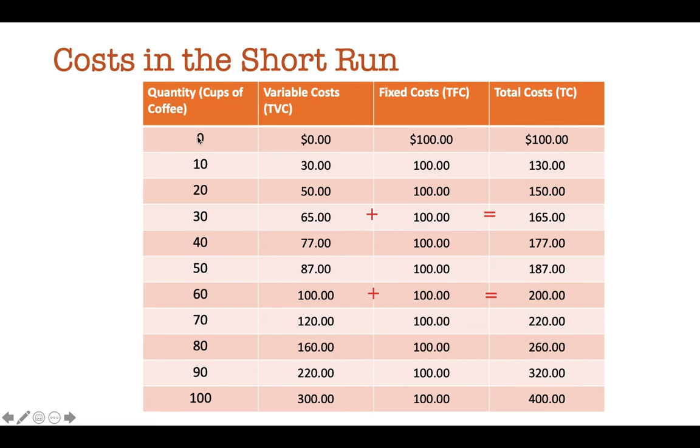So here, my total cost when output is 0 is just going to be the 0 plus 100, or $100. At 10 cups of coffee, my variable costs are 30, my fixed costs are still 100, so my total is 130, all the way down the table here. Not too tough if I were to ask you to calculate total costs.